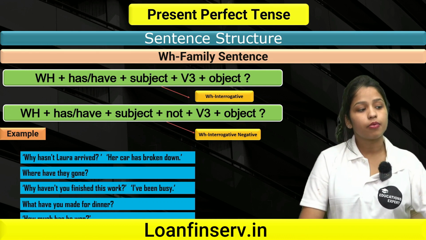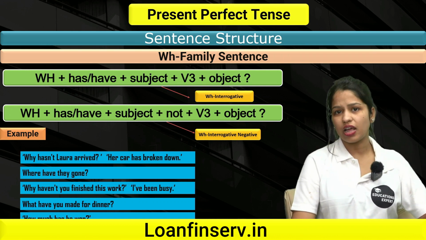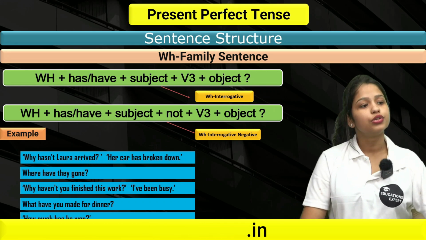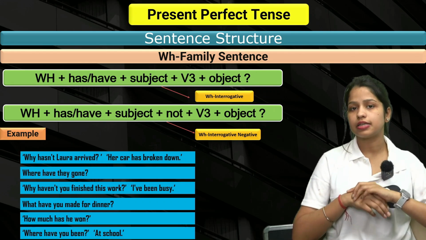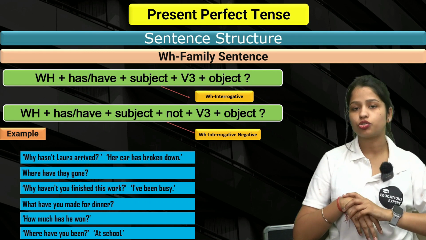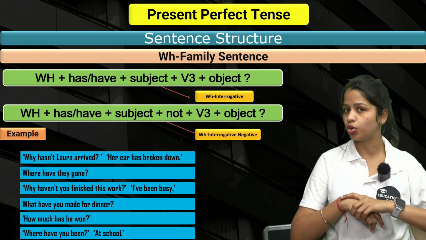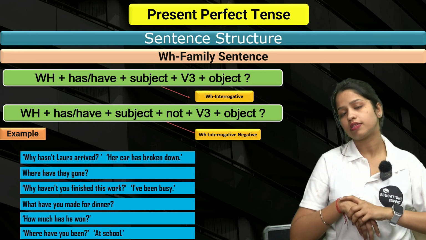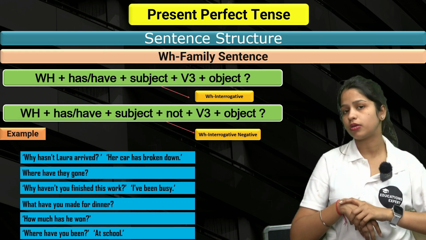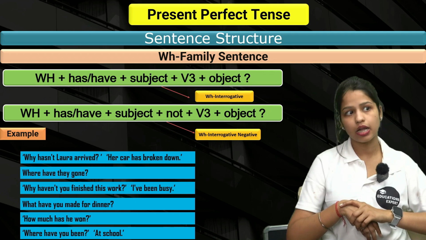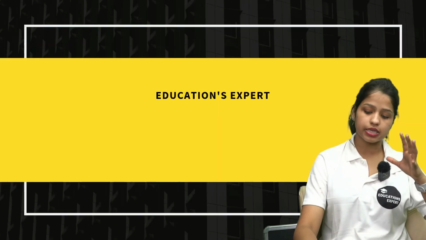Last up, where have you been? At school. So what you have to keep in mind is there's a difference between interrogative and double interrogative. In interrogative sentences, the answer mostly comes out in yes or no. And in double interrogative, the answer always has to be given as an explanation, right? I hope this is clear for you.